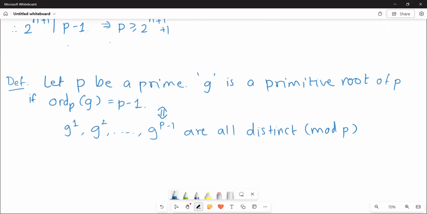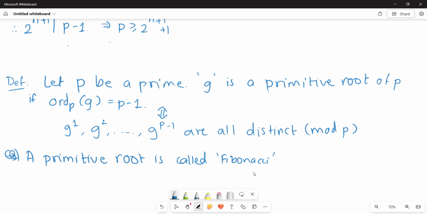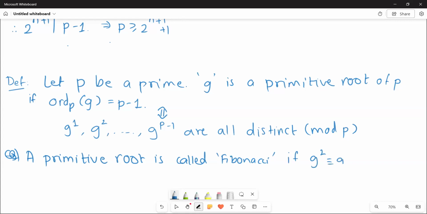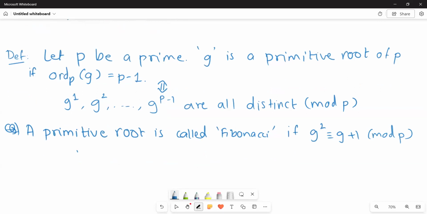So now, a primitive root, this is the question. A primitive root is called Fibonacci, the spelling is correct, if G square is congruent to G plus 1 mod P. So let's say we have a primitive root G which satisfies this, that G square is congruent to G plus 1 mod P. Then G minus 1 is also a primitive root mod P.